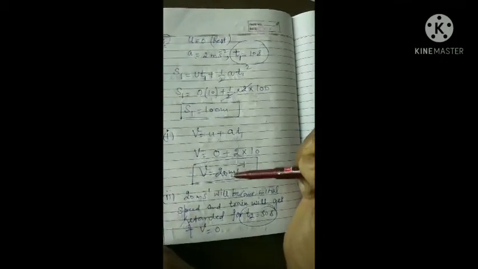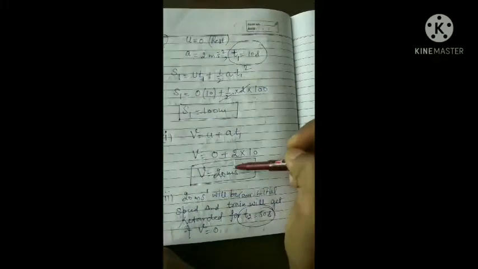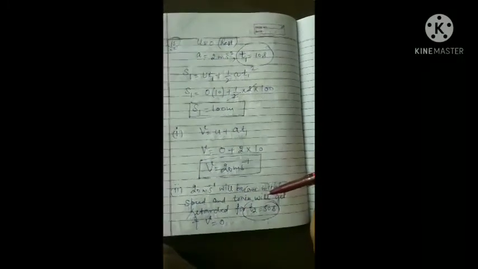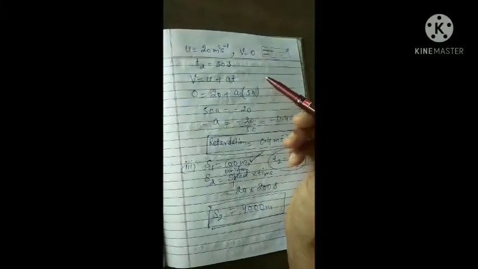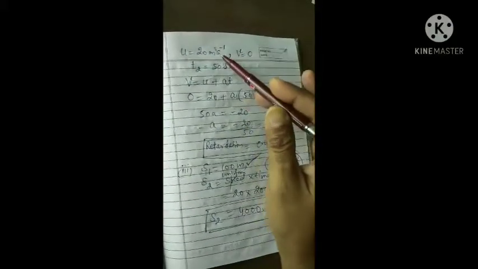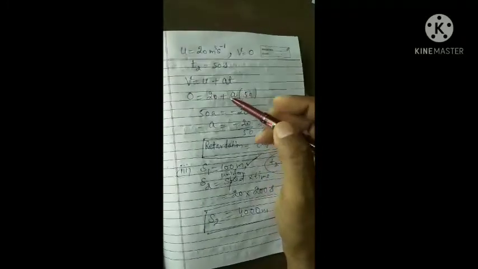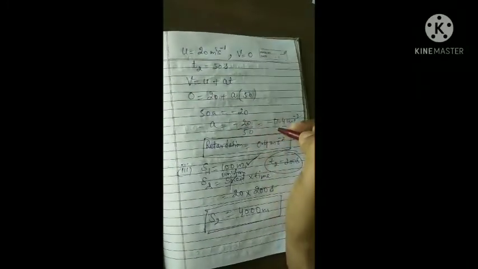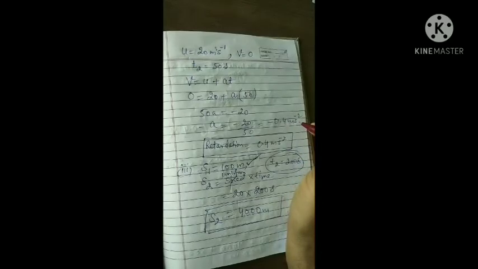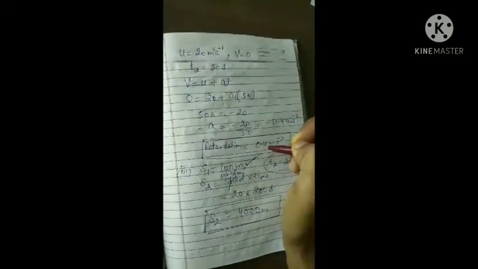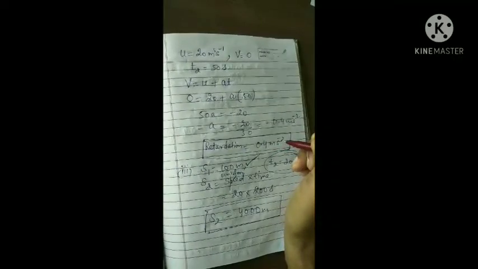And the retardation in the last 50 seconds when it will come to rest. So 20 meter per second will become the initial speed, and final speed is 0 under the influence of the brakes, and time is 50 seconds. So for that you have to find the retardation. U is 20 meter per second, v is 0, and apply this first equation. You will get acceleration equal to minus 0.4 meter per second square, but the retardation is without negative sign, that is 0.4 meter per second square.